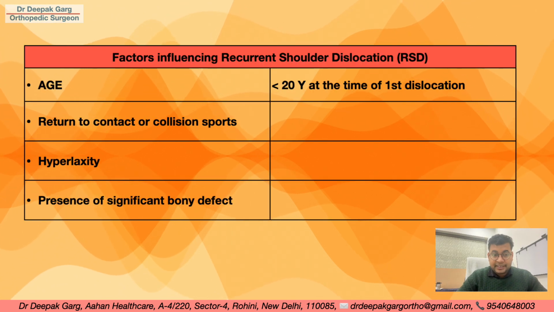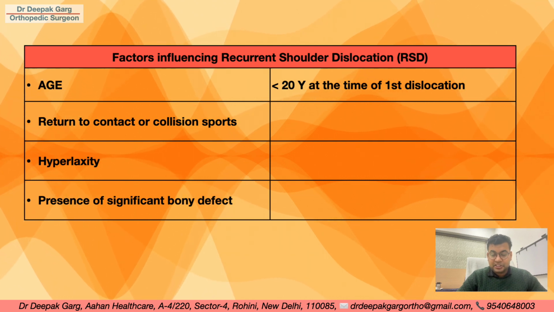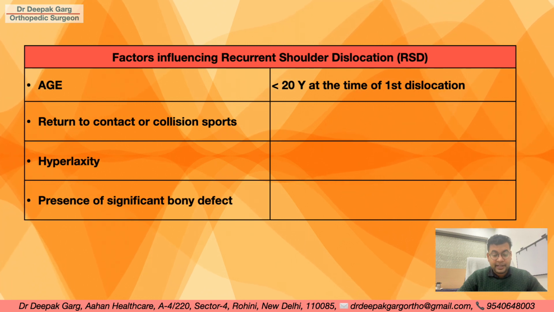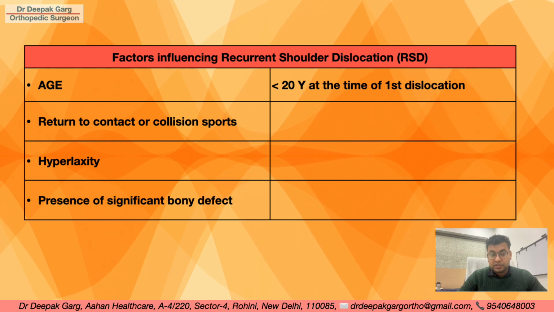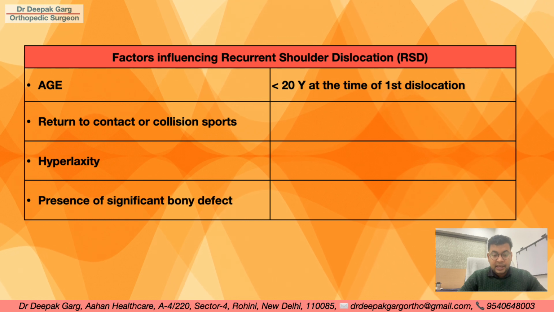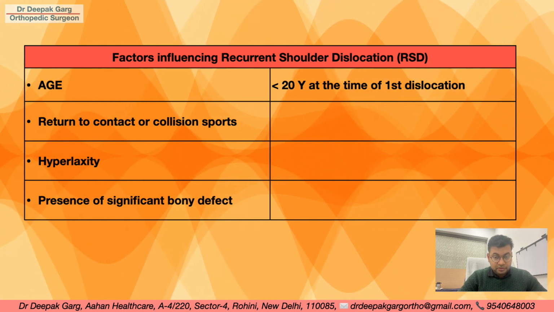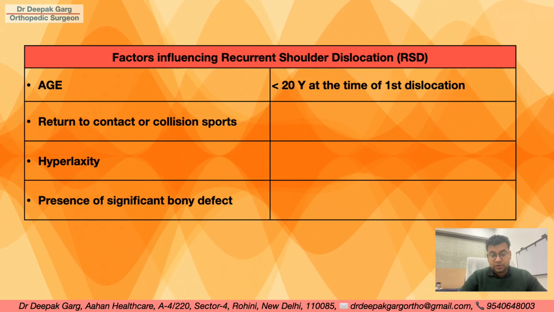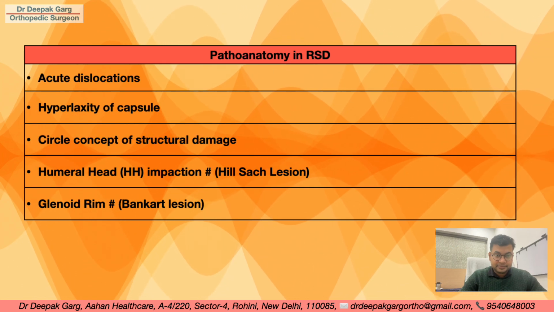Now what are the factors that influence recurrent shoulder dislocations? If the age of the patient at the first dislocation is less than 20 years, there is a high chance that he will dislocate again. If the patient returns to sports activities early after the dislocation, there is a high chance of redislocation. If the patient has hyperlaxity of the capsule, then again there is a high chance of shoulder dislocation. If there is any bony defect like Hill-Sachs or Bankart's, then again there is a high chance of recurrent shoulder dislocation.